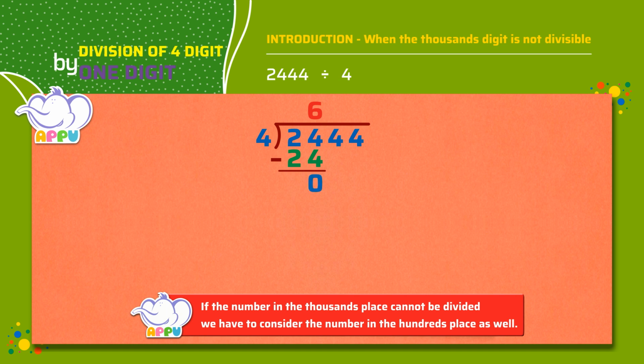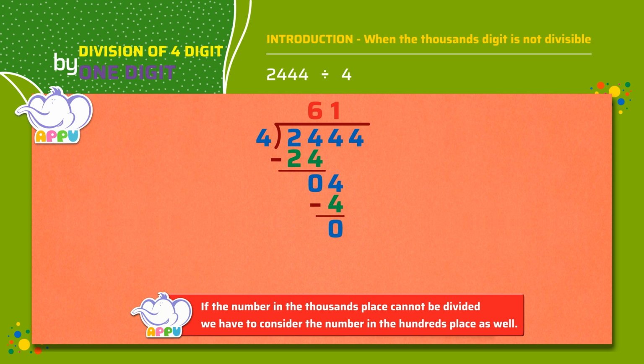Next, we bring down the number in the tens place, which is 4. So the number now is 4. We figure out how many 4's it takes to make 4, which is 1. We multiply 4 and 1, we get 4. We subtract 4 from 4, we get 0.